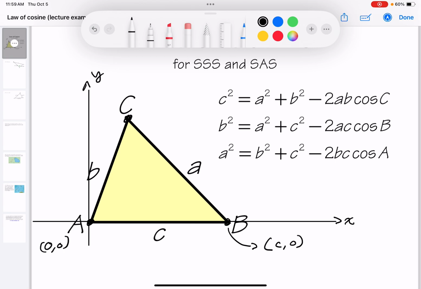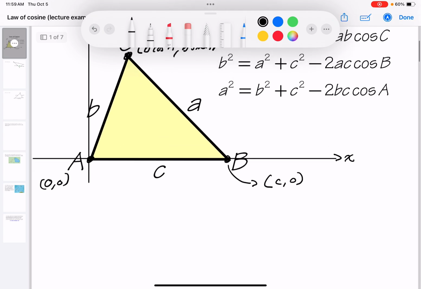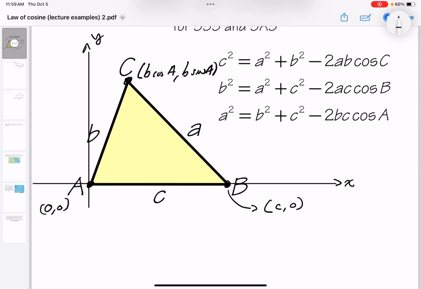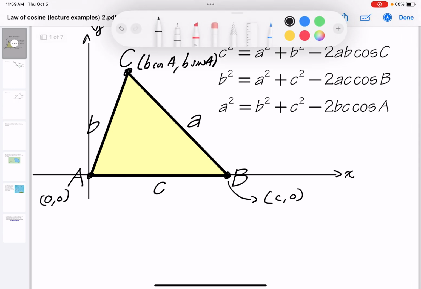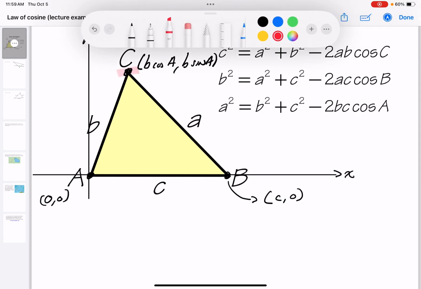And the point C, probably the most complicated thing, has to do with the definition of the trig functions. Let's take a look at that. That's going to be b cosine of angle A, and then b sine of angle A. All right? So what I'm going to do now is I'm going to do distance formula. And I want to do the distance between this point here and this point over here. And that distance is a units. So I'm going to use the Pythagorean theorem. That's basically just the distance formula.